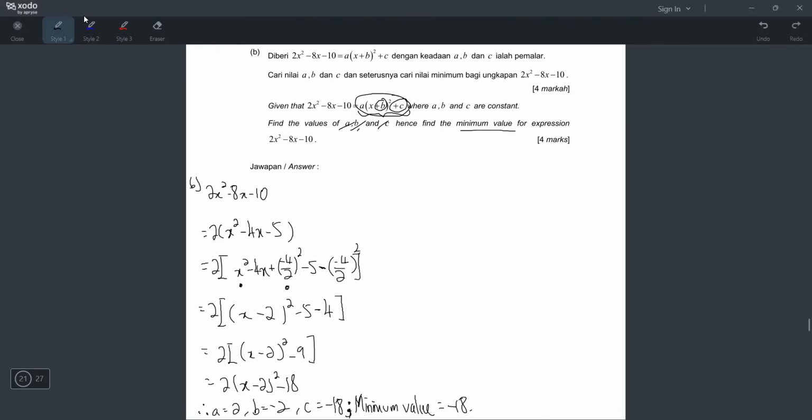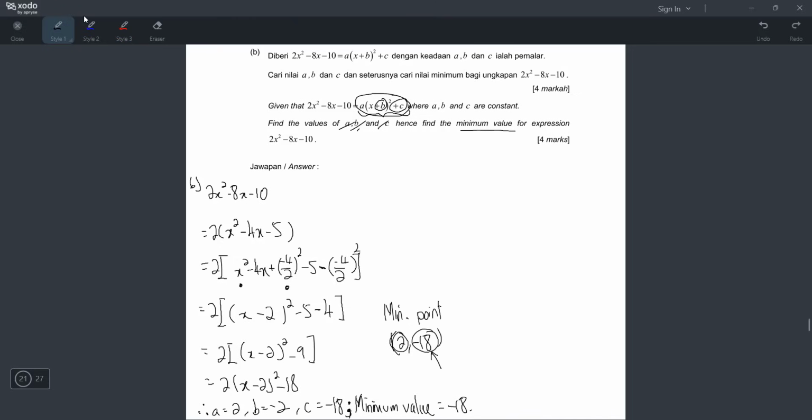By the way, what's minimum value? Let's talk about what's minimum point. Minimum point means you take the turning point. How do you get the turning point from vertex form? The x coordinate you get from here, but you have to change the sign. -2 becomes 2, and then the y coordinate is -18. This is what we call a minimum point. But if you want minimum value, we're only talking about the y coordinate. That is why the minimum value is -18.